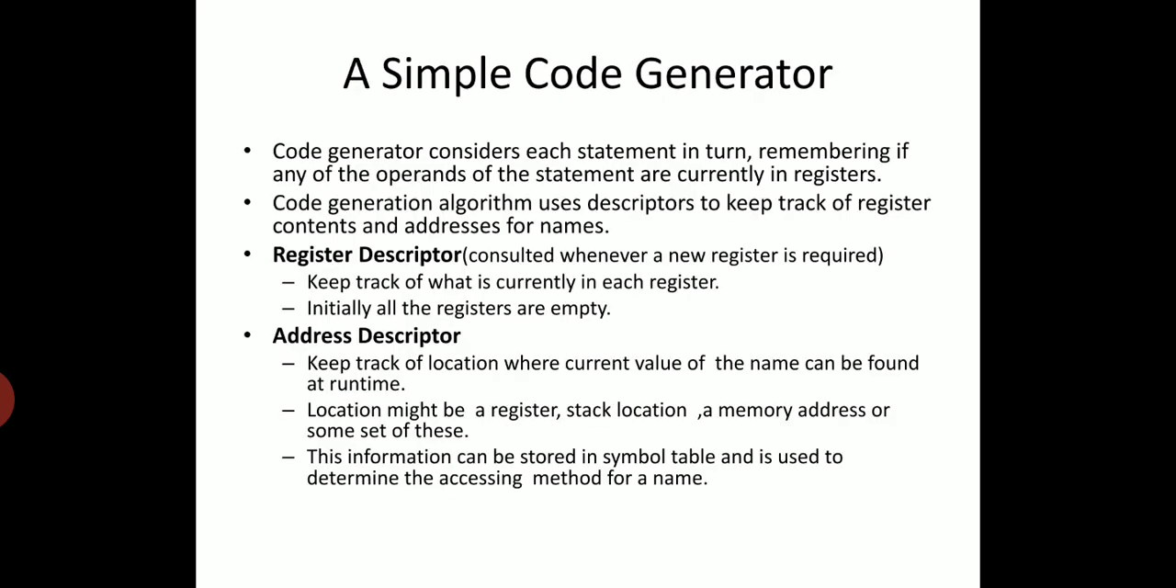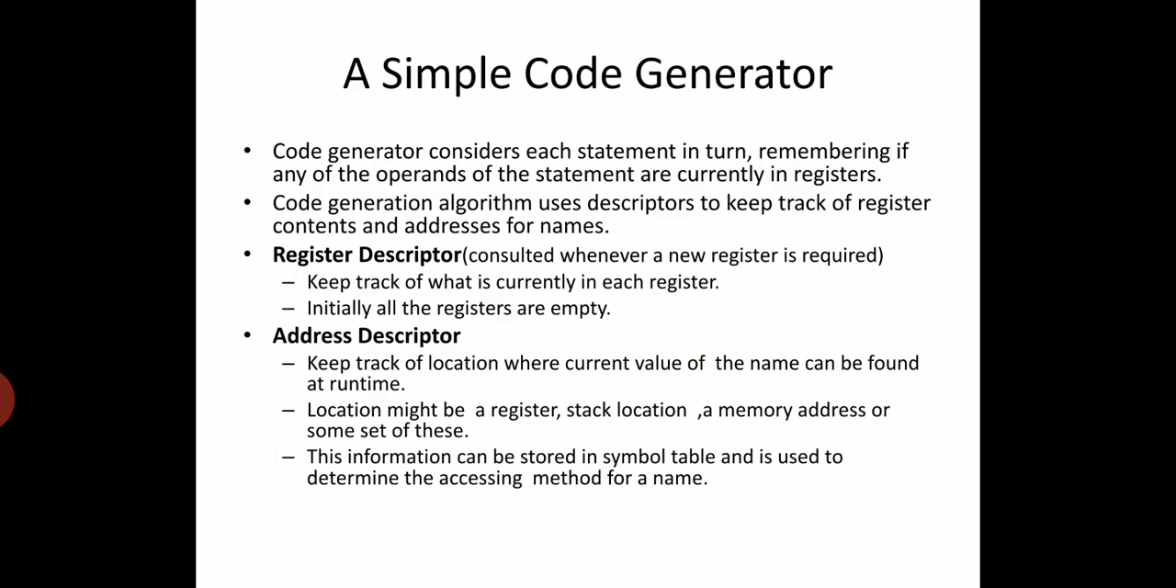The final topic of code generation is the simple code generator. While we design a code generator, we have to keep track of descriptors. There are 2 types of descriptors, register descriptor and address descriptor. The register descriptor keeps track of the registers. It will be consulted whenever we require a new register. It keeps track of what is currently in each register. Initially, we assume that all registers are empty. After converting the intermediate statements of a basic block into code, the register descriptor will start filling.